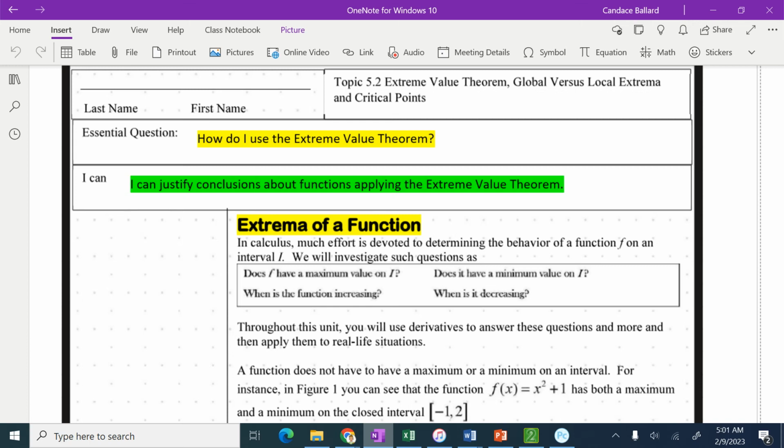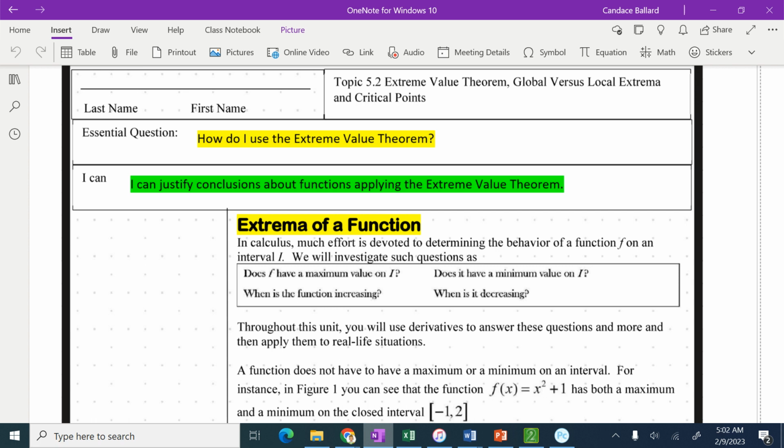In this video, we're going to start talking about topic 5.2, which is the extreme value theorem, global versus local extrema, and critical points. Our essential question is, how do you use the extreme value theorem? And can I justify conclusions about functions applying the extreme value theorem? So we're going to talk about extrema of a function.